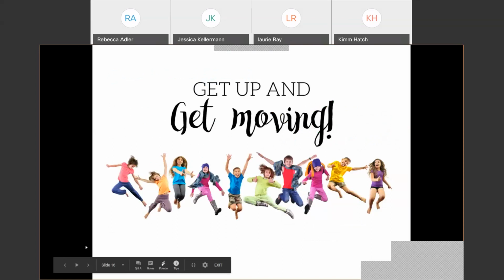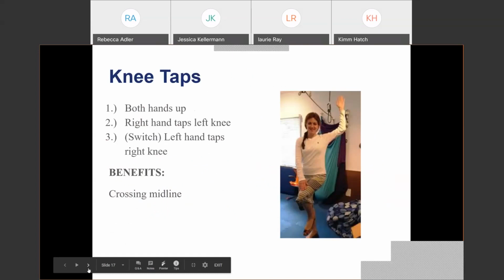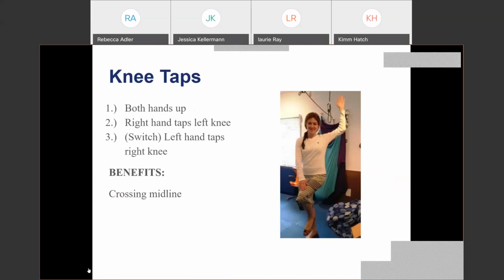All right, so now we're going to get up and get moving. We're trusting that you're doing all this behind that screen. All right, so this is where you're standing up and we're going to walk you through some knee taps. If you look at the picture, you'll see the steps written on the left and then a picture model for you. You're going to start with both hands up in the air, and you're going to take your right hand to tap your left knee, and then switch it so your left hand is tapping your right knee.